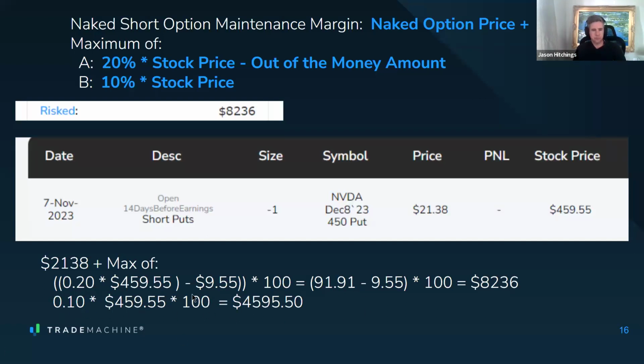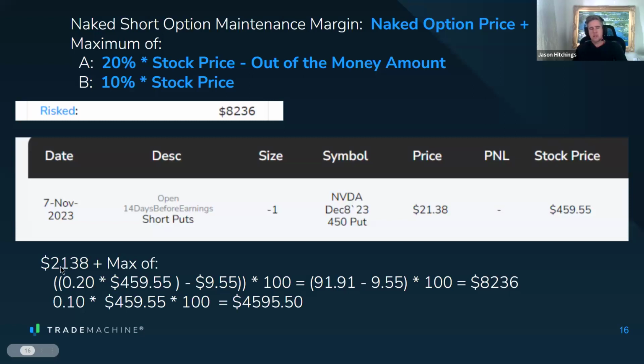In this scenario, it's a 40 delta put, so it's a little bit out of the money. We have a 450 strike, and the stock is about 460. When you subtract the out of the money amount, you end up with 91.91 minus 9.55 times 100, so you end up with 82.36 as one of the two calculations. The other calculation ends up at 45.95, and so you take the greater of the two.